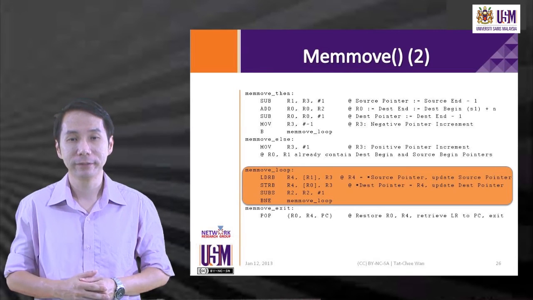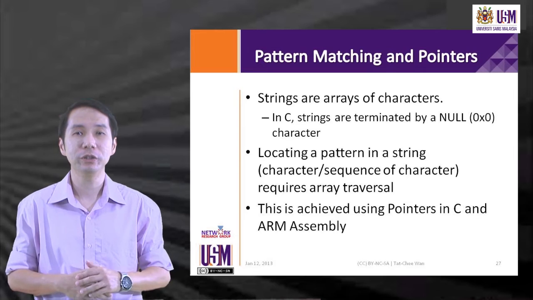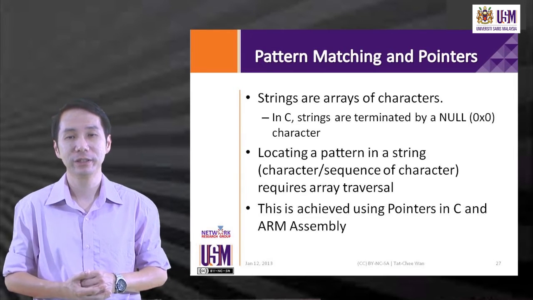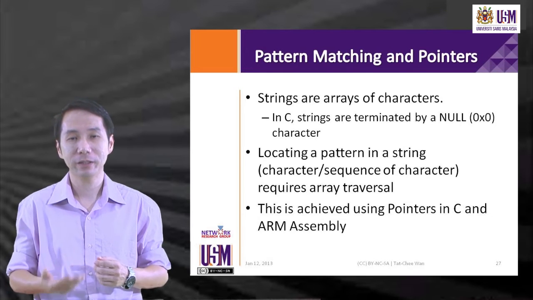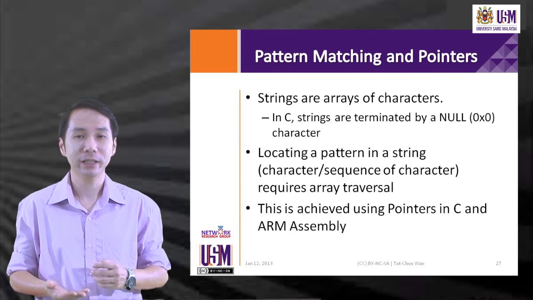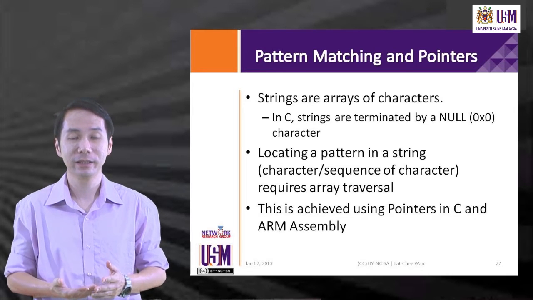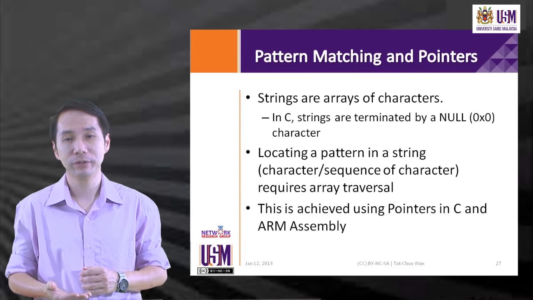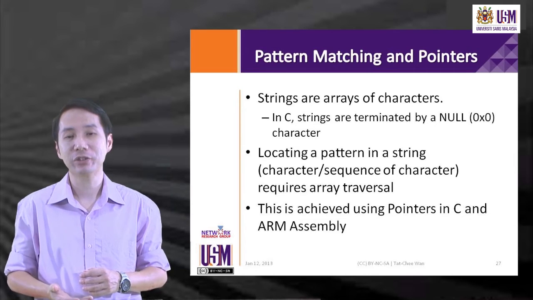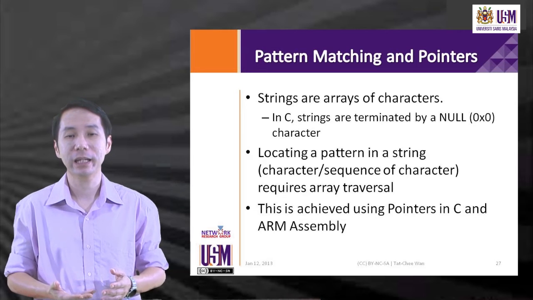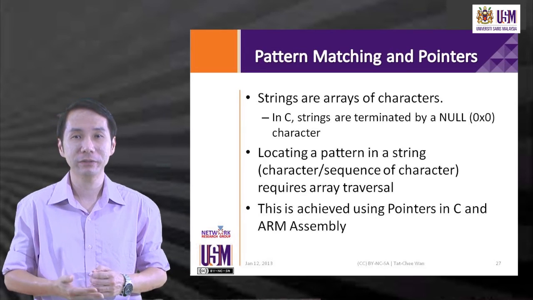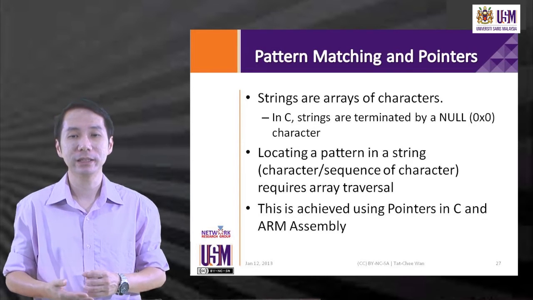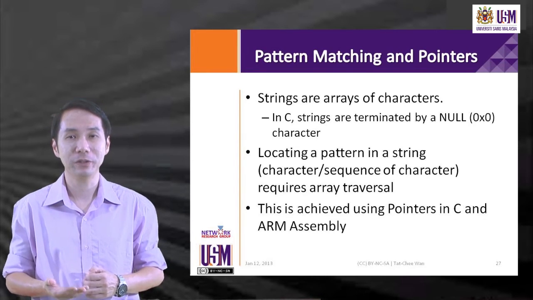Next, we look into the use of pattern matching and how it is done using pointers. Now, as an example of values stored in arrays, strings are arrays of characters. In C, strings are terminated by a null character, which is a value 0. In order to locate a pattern in a string, such as a character or a sequence of characters, we require us to traverse the array byte by byte. And this is achieved using pointers in C as well as in ARM assembly, which is what we are interested in.